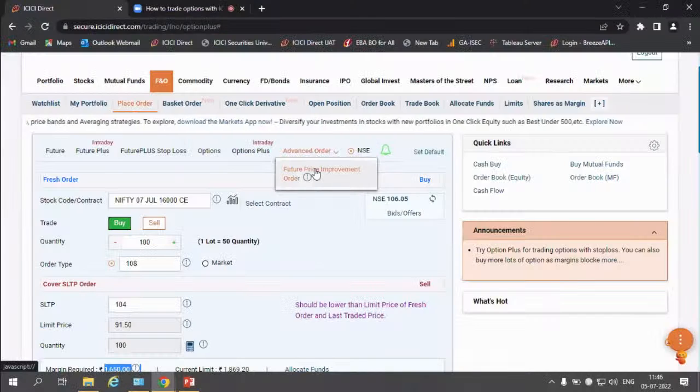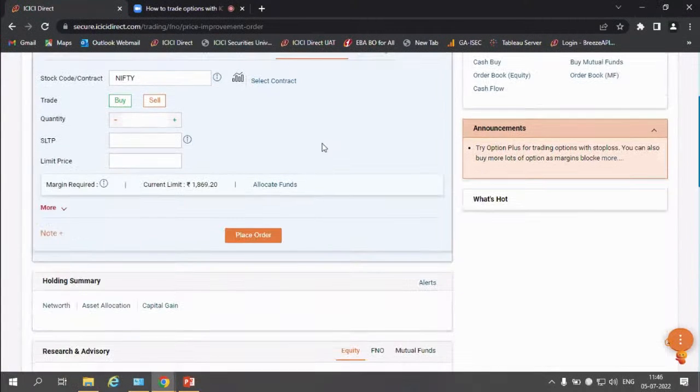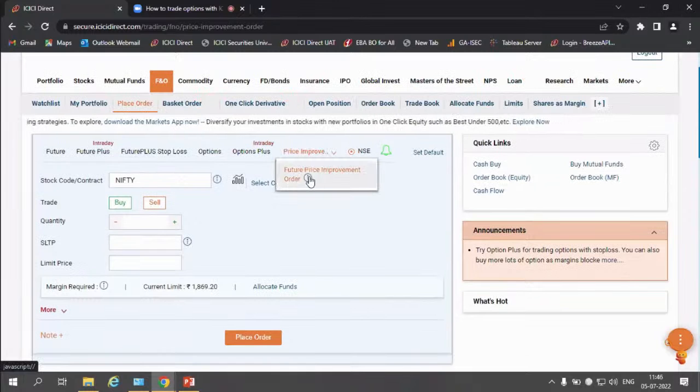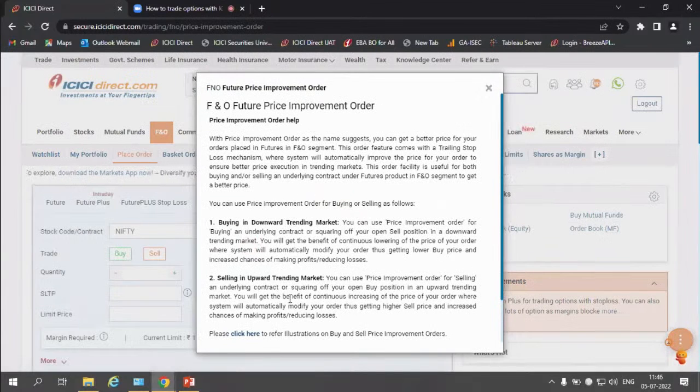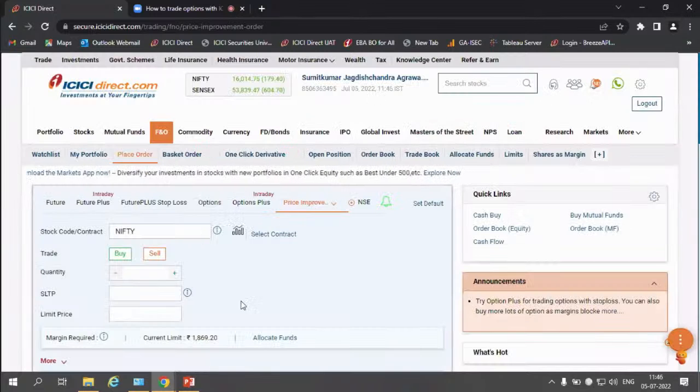So stop loss. Do we have a trailing stop loss feature? It's not available at the moment, but it is available for futures under advanced orders. You can come here, click on the I button over here, and you'll be able to read how it works. So yes, this is available for futures. Please explain how to buy options with the stop loss. I think I have already covered that. Please also explain how to trail stop loss in options. The trailing feature in options is not available at the moment.